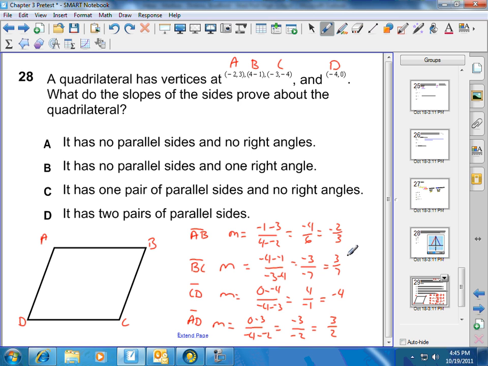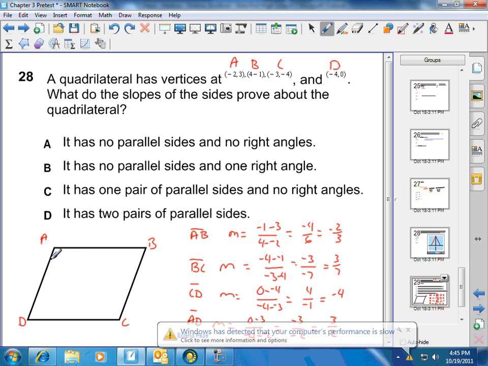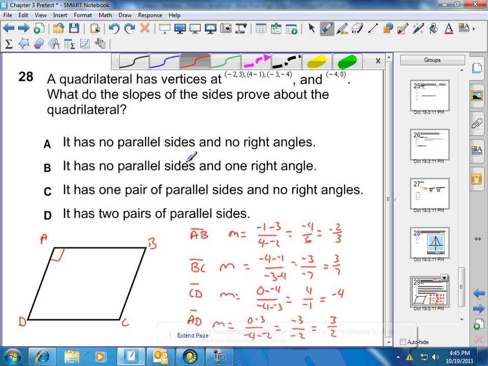So when we compare the slopes, we don't have any that are equal. And notice here we've got a negative and a positive, and the reciprocal of 2/3 is 3/2. So AB and AD are perpendicular. They form a right angle. So that would be answer choice what? Has no parallel sides and one right angle. So that would be answer choice B.